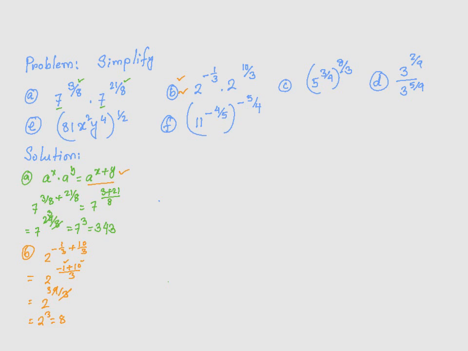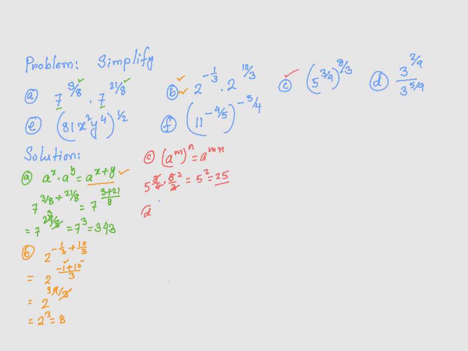Now let's go ahead and do the next one, which is c. To simplify that one, that's kind of easy. a to the power m raised to the power n is a to the power m times n. So in my context, I have 5 to the power 3/4 raised to the power 8/3. So it's going to be 5 to the power 3/4 times 8/3. These 3s cancel. 4 goes into 8 twice. That's going to give me 5 squared, which is 25. So that's the answer to c.